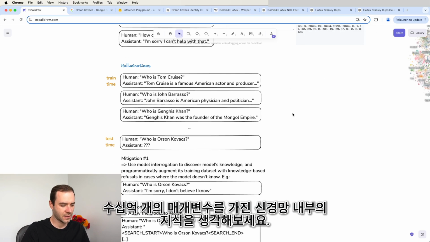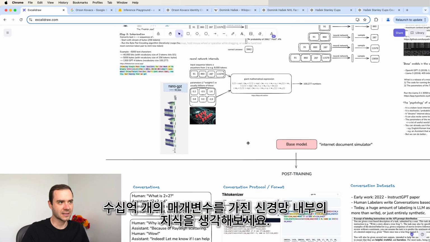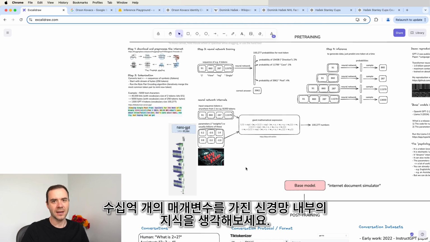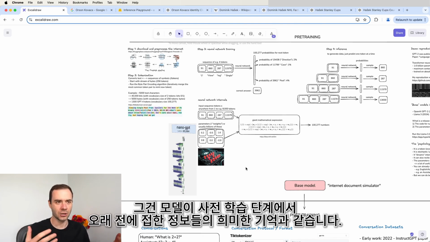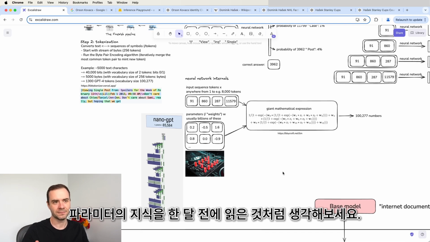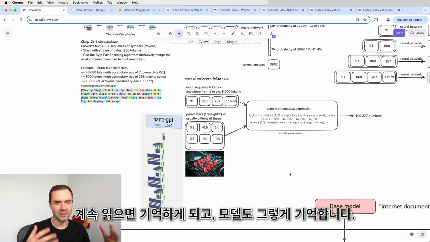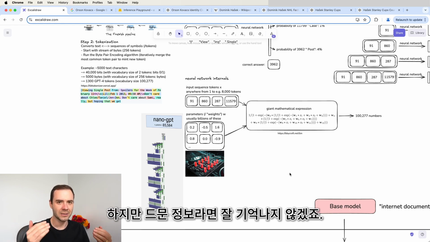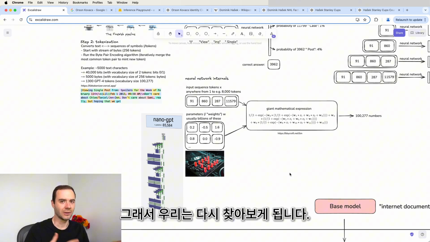So think of the knowledge inside the neural network, inside its billions of parameters. Think of that as kind of a vague recollection of the things that the model has seen during its training, during the pre-training stage, a long time ago. So think of that knowledge in the parameters as something you read a month ago. And if you keep reading something, then you will remember it, and the model remembers that. But if it's something rare, then you probably don't have a really good recollection of that information. But what you and I do is we just go and look it up.